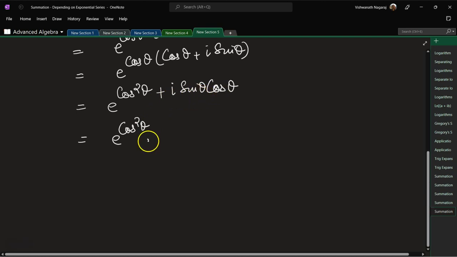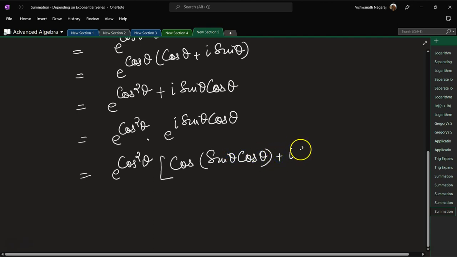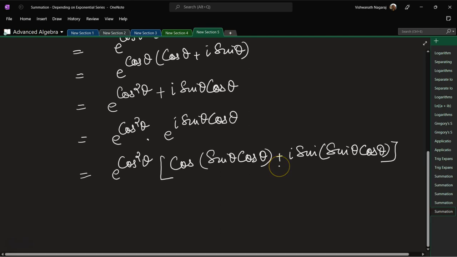Let's do one thing. Let's split it first. Log rules. i sin theta cos theta. Okay. e to the power of cos square theta times, now e to the power of i theta is what? It can be written as cos theta plus i sin theta. Right. So cos of sin theta cos theta plus i sin of sin theta cos theta. Okay. Now beyond this we can't really go.